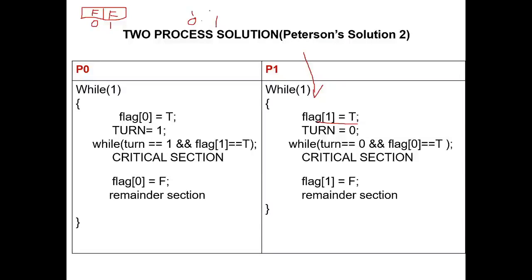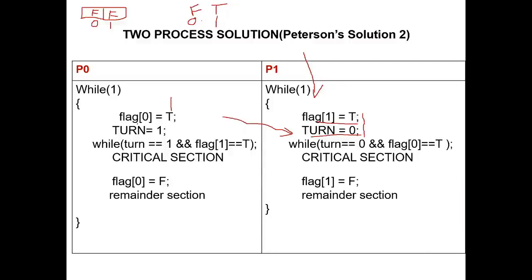Flag of 1 is now true, and flag of 0 is still false. Now it makes turn equal to 0. Now what happens here? In between, the other process interrupts. P0 interrupts and takes charge. When P1 was executing, it had executed only the first two lines, and in between P0 interrupted and took the charge. Now P0 is going to execute.